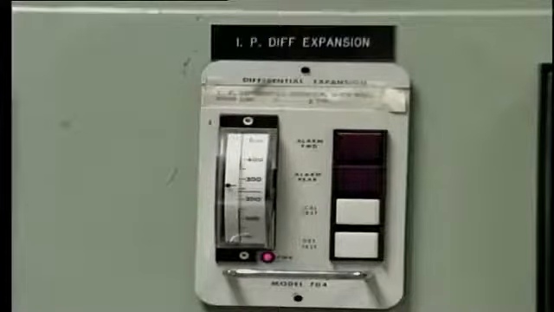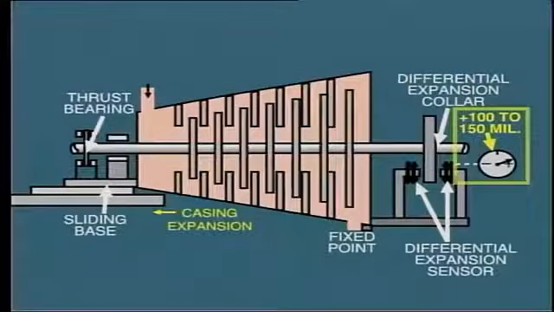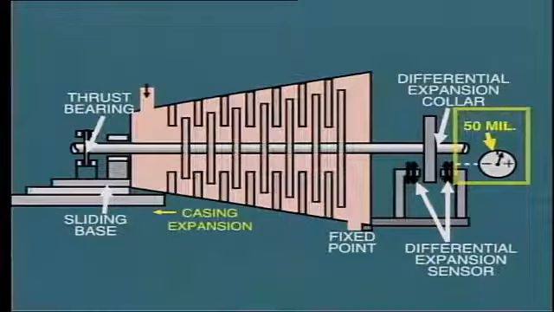Differential expansion is measured and indicated at the operator's control panel or console. Typically, during startup, we will observe a positive differential expansion increasing continuously up to about 100 or 150 mil. We may have to restrict loading in order to keep from exceeding this level. Eventually, as the casing expands further and further, the differential will decrease and probably settle down to, say, plus 50 mil. The reverse situation occurs during a shutdown.